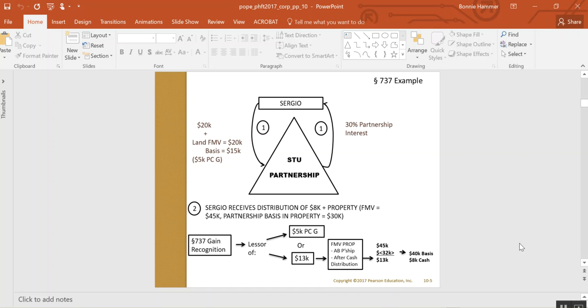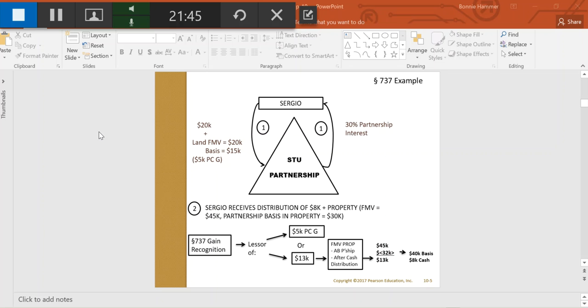Another way in which the pre-contribution gain or loss can be recognized, in this case, and this is under section 737, is where any property in the partnership, and not the couch, it doesn't have to be the couch, it's like some other property in the partnership, is distributed to that partner who contributed the couch and has the realized but unrecognized pre-contribution loss sitting on his books, right?